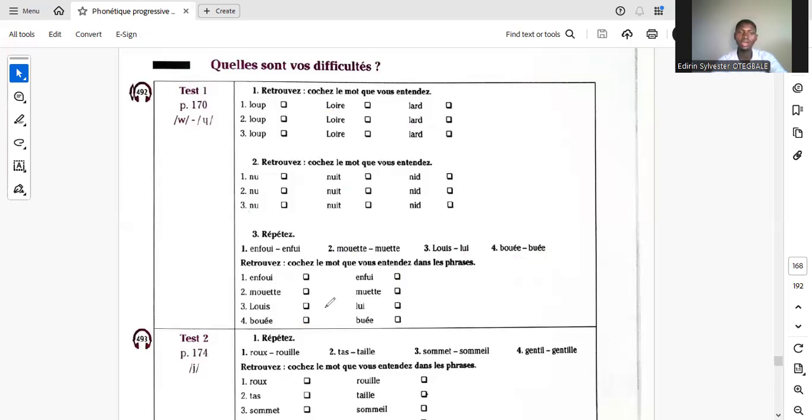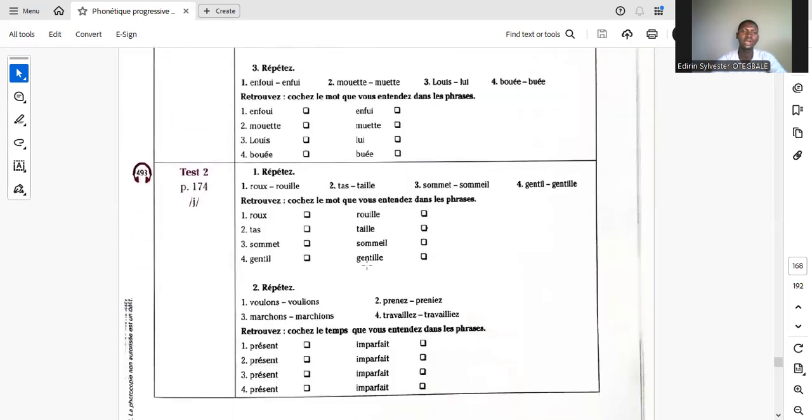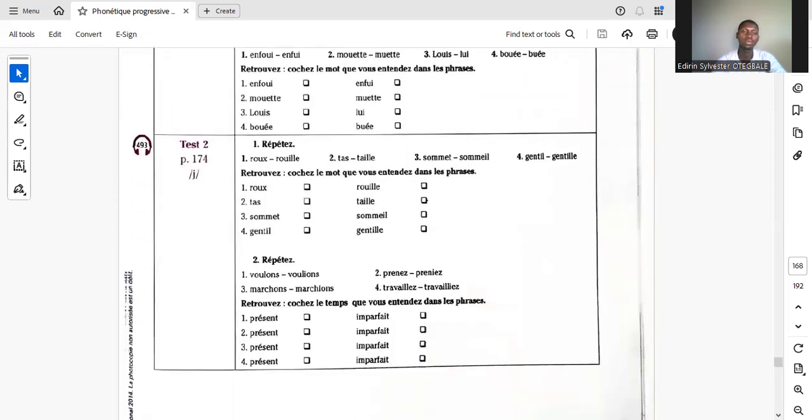We will take the second one now to see how the yi phoneme is articulated, and then we'll move on from there. So let's listen to this next recording and see how the yi, the yod sound, is brought to the fore.